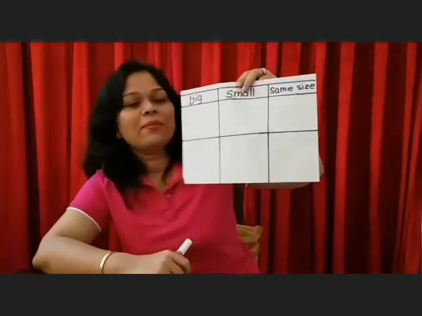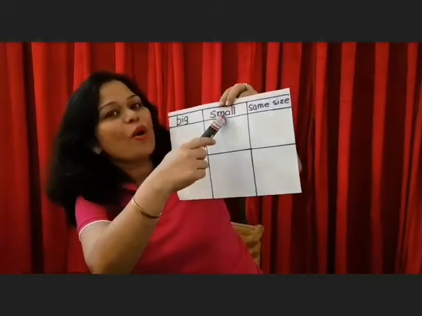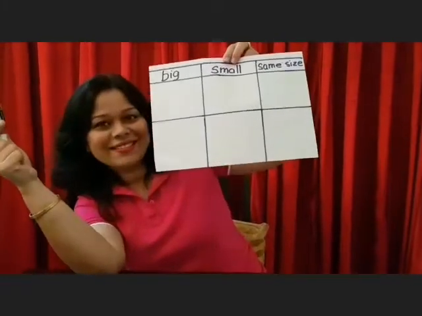Now we are going to play a listening game. Remember, we are going to play a listening game. What you have to do in this game is listen carefully to what I say. And after listening, you are going to draw the objects which I ask you to draw. So, first of all, you need to ask your mommy or daddy to draw a similar table for you. This is the table. Big, small, same size. Now, let's start with the listening game. Are you all ready?